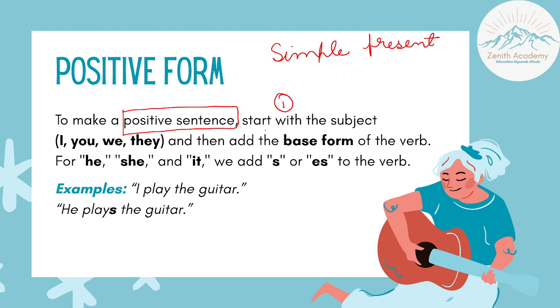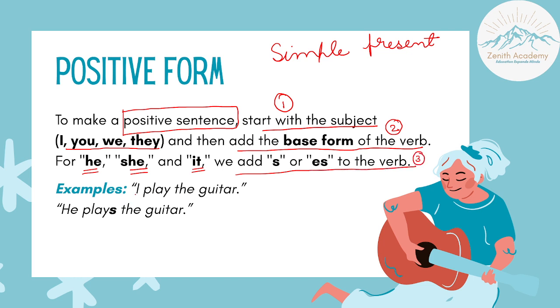Your first point is to start with the subject. Now what are the subjects? I, you, we, they can be subjects, right? And then add the base form of the verb. That's the second point, add the base form of the verb. Now you have to remember, if you are using he, she or it, then we add s or es to the verb.